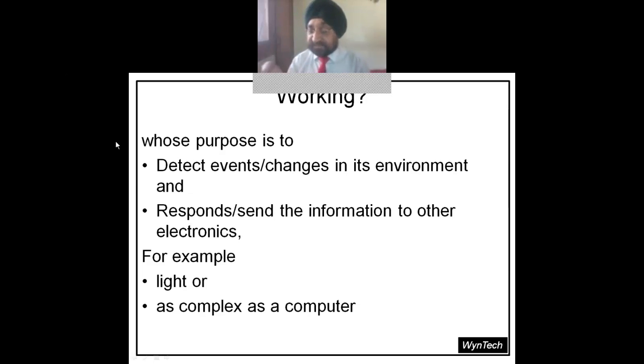For example, there is a sensor on the traffic red light signal. If the traffic coming from one direction is more, then it gives input to another electronic circuit which changes that light to green so that the traffic may pass. So that means the sensor works in two ways. One is it directly gives input to the server, or it gives input to another electronic device which takes action.